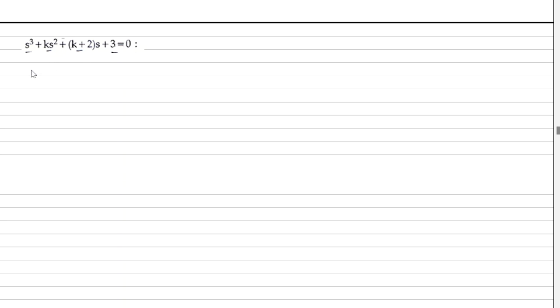Now if we write the Routh table for this equation, then s cube, s square, s power 1 and s power 0, right? Like this. S power 3 means 1 and here we have k plus 2, and here we have k and here we have 3. If I cross multiply, let me call it x. What is the x value? x is nothing but k into k plus 2 minus 3 divided by k.